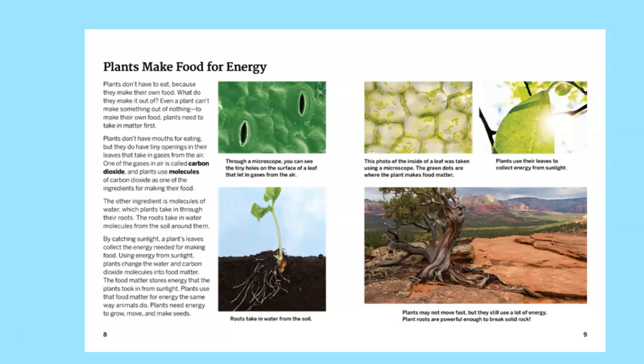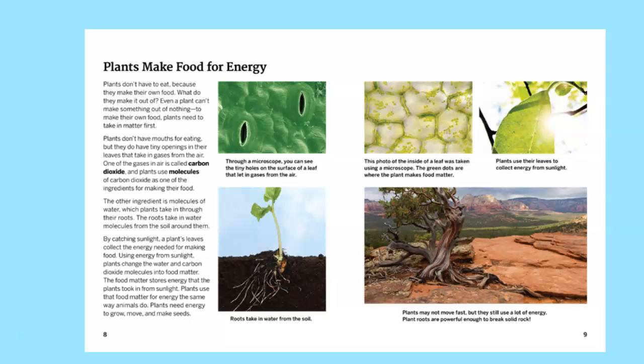Plants make food for energy. Plants don't have to eat because they make their own food. What do they make it out of? Even a plant can make something out of nothing to make their own food. Plants need to take in matter first. Plants don't have mouths for eating, but they do have tiny openings in their leaves that take in gases from the air. One of the gases in the air is called carbon dioxide, and plants use molecules of carbon dioxide as one of the ingredients for making their food.